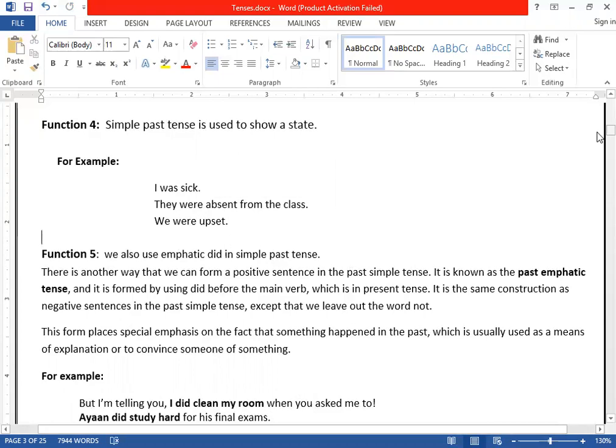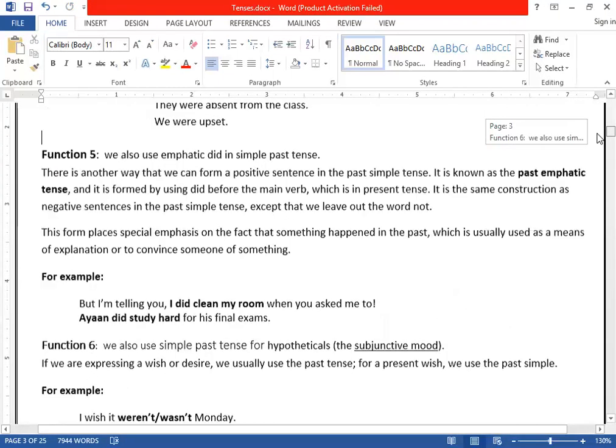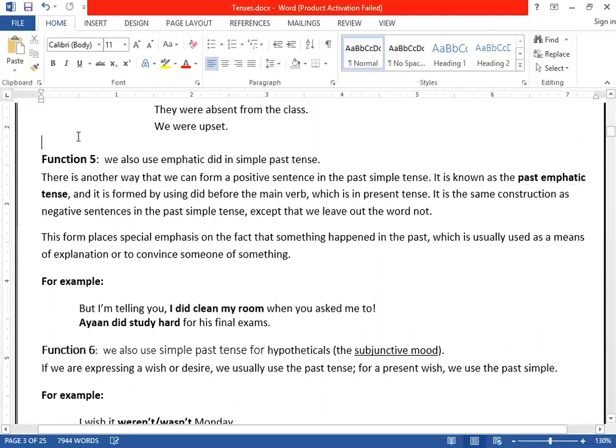All right. The fifth function of simple past tense we want to study is that we can also go for emphatic did, the past emphatic, we call it. Clear, that whenever you want to pressurize, when you want to emphasize a particular point in a sentence, we use that did. How? Let me give you an example, then you will clearly understand it.